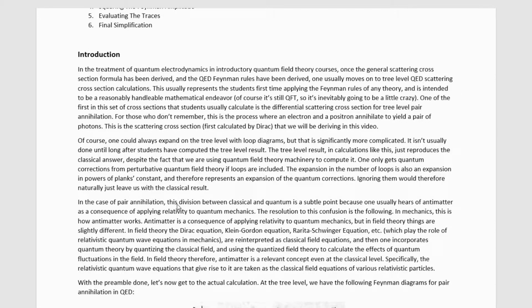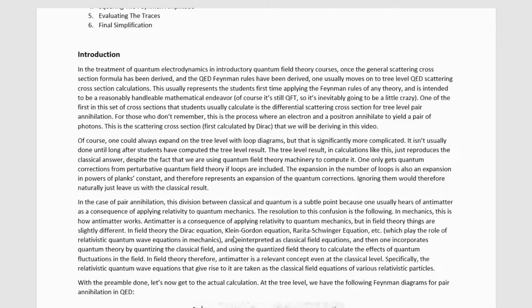In the case of pair annihilation, this division between classical and quantum is a subtle point because one usually hears of antimatter as a consequence of applying relativity to quantum mechanics. The resolution to this confusion is the following. In mechanics, this is how antimatter works. Antimatter is a consequence of applying relativity to quantum mechanics, but in field theory, things are slightly different.